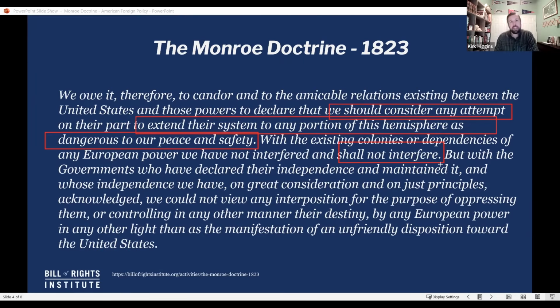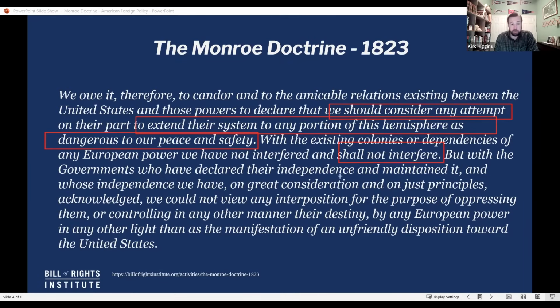And so what Monroe is stating here is very carefully put. He's saying, look, new ventures, not acceptable. Things you already got going on, all right, we're staying out of it, but don't come over here and try to push your ideology or your monarchy onto us in the Western Hemisphere. So he goes on to kind of state what I just said.